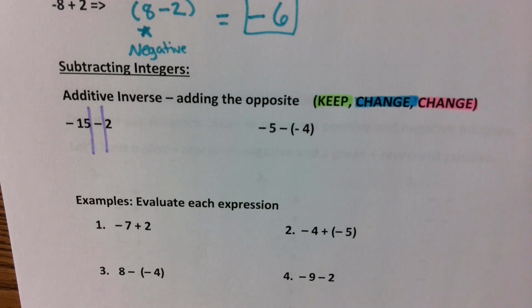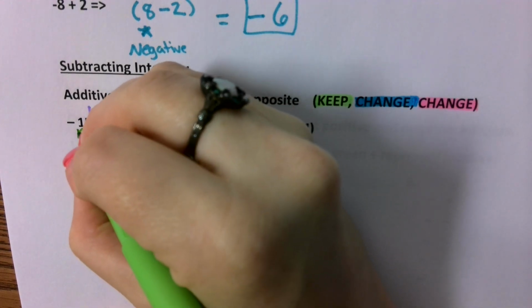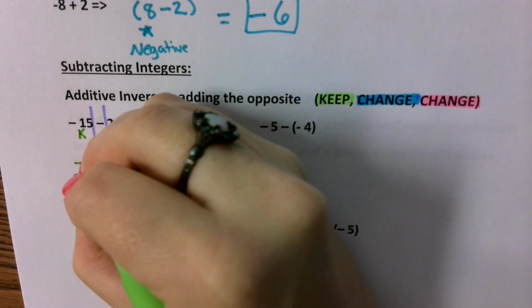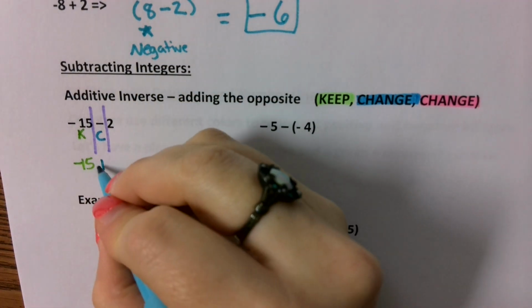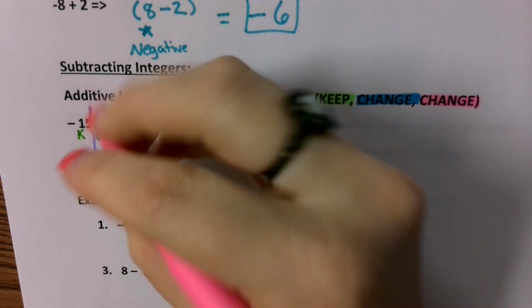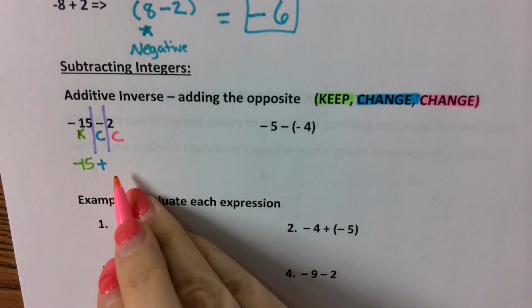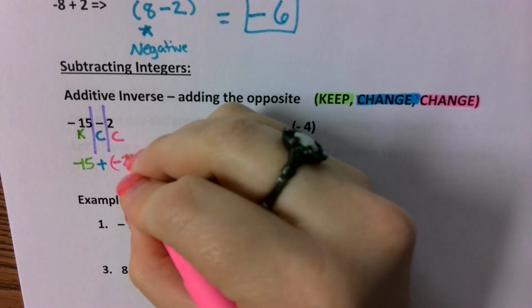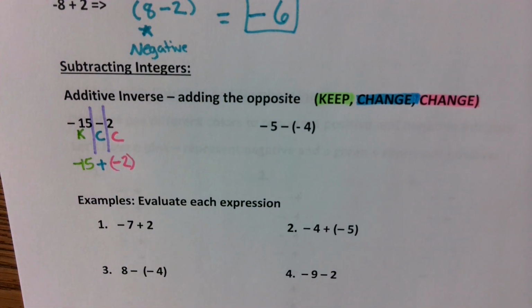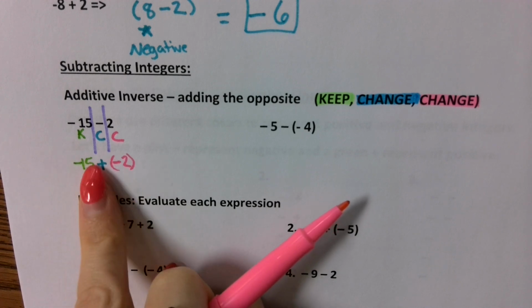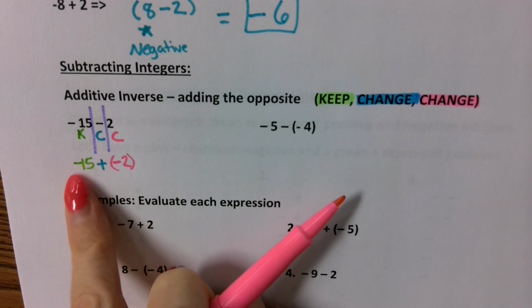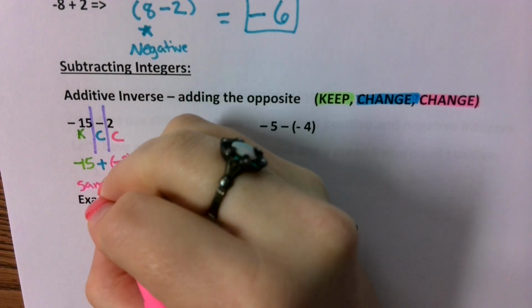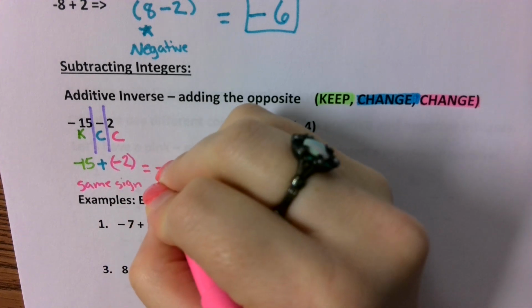Okay. When we get into the process of keep, change, change, then things are going to start flipping around. So we're going to keep the -15 just as it is. We're going to change subtraction to addition. And we're going to change the 2 to its opposite, which is a -2. Now we can follow the rules that we had above. Are these same signs or different signs? Same, right? They're both negative. So since they are same signs, we add and we keep. So that becomes -17.